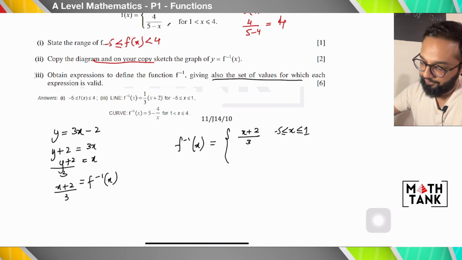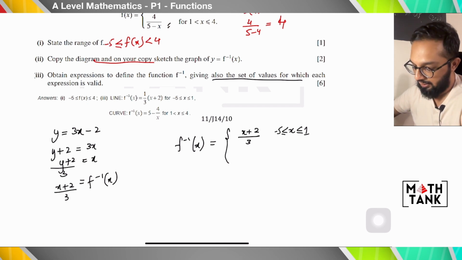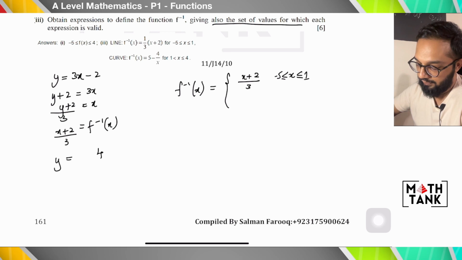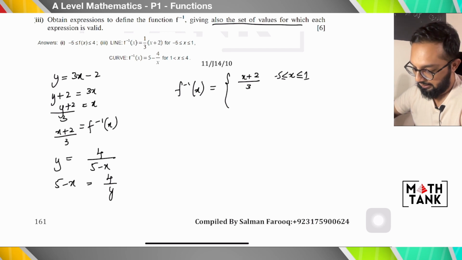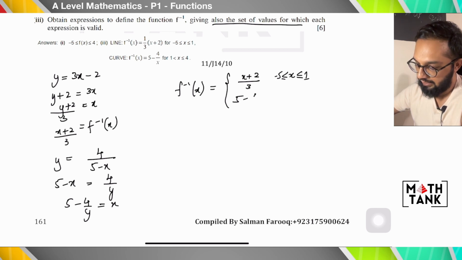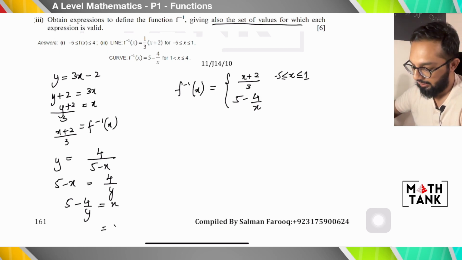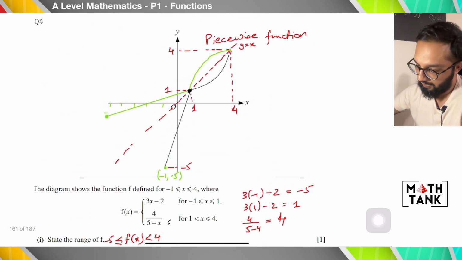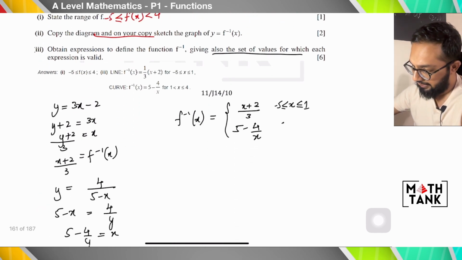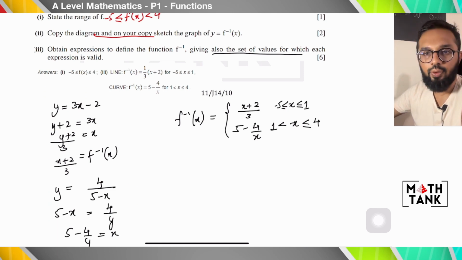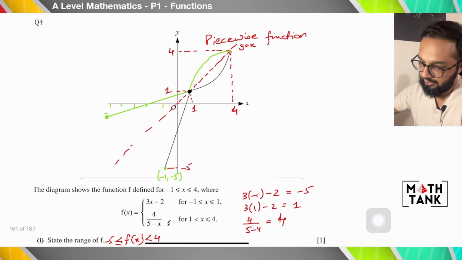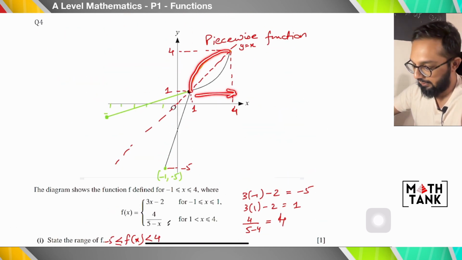The other one looks like a rational function, so I'm going to do the same thing: y equals 4 over 5 minus x. 5 minus x equals 4 over y, and 5 minus 4 over y equals x. So this becomes 5 minus 4 over x. That is also f inverse. For what values is this valid? You can see from here that it's going from 1 and ending at 4, but since 1 was included in the previous one, I'm going to write this as not included and this as 4. Okay, because it's taking on the values from 1 to 4 on the x-axis if you look at this inverse.